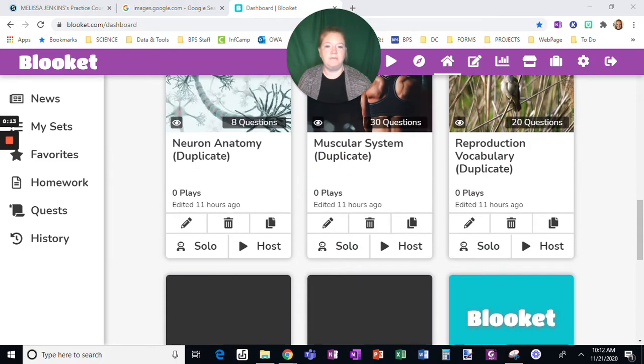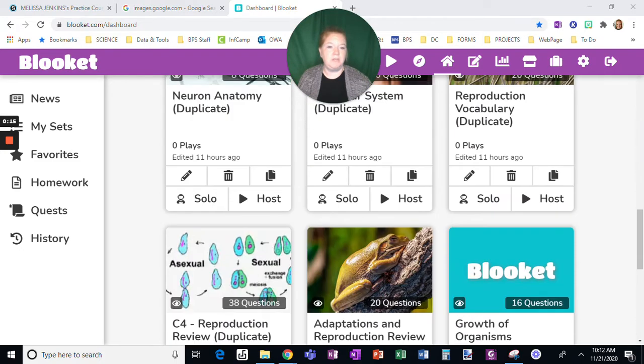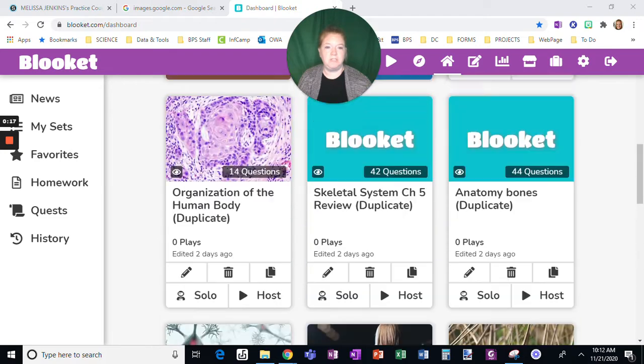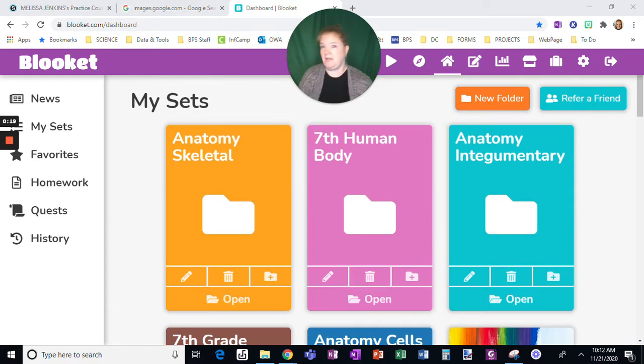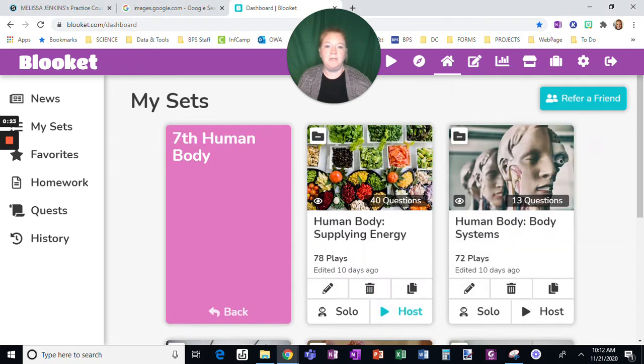If you don't have the paid version, then your Blookets, your sets are just arranged like this, which I've been working with for a while and is honestly not a problem. It is a little bit nice to be able to organize your Blookets this way, but again, not a requirement, okay?